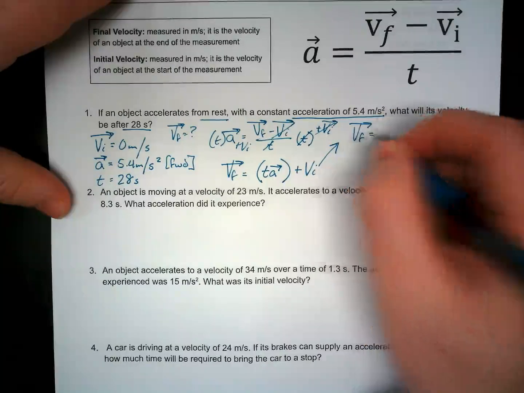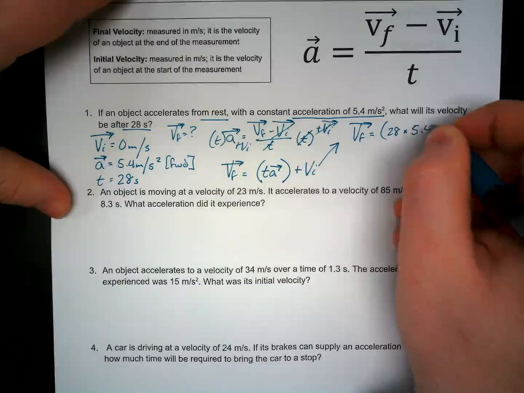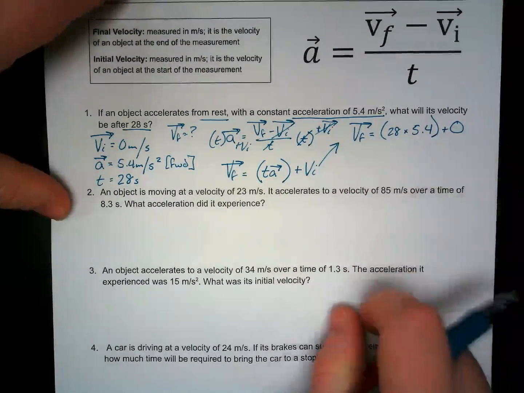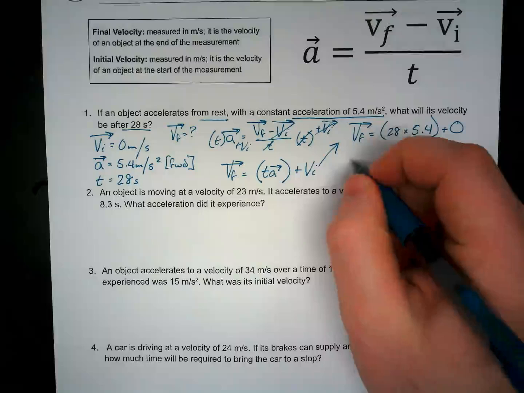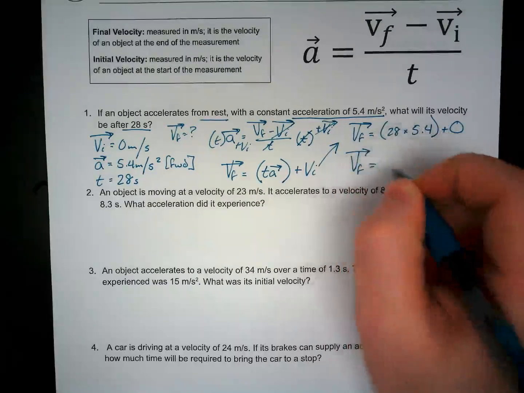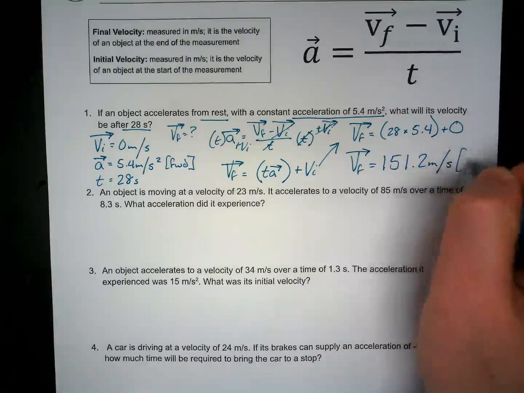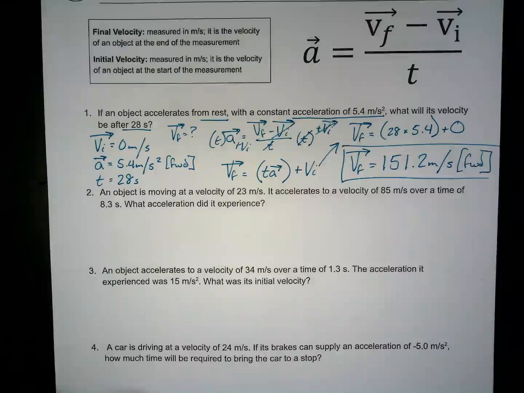So just to solve it, I'm going to plug it in. 28 times 5.4. It's plus 0 because we are starting from rest. And I pop that in my calculator. 28 seconds times 5.4. So that means that my final velocity here is 151.2 meters per second forward. Nice. I'm going to check my key. Exactly right. Okay.